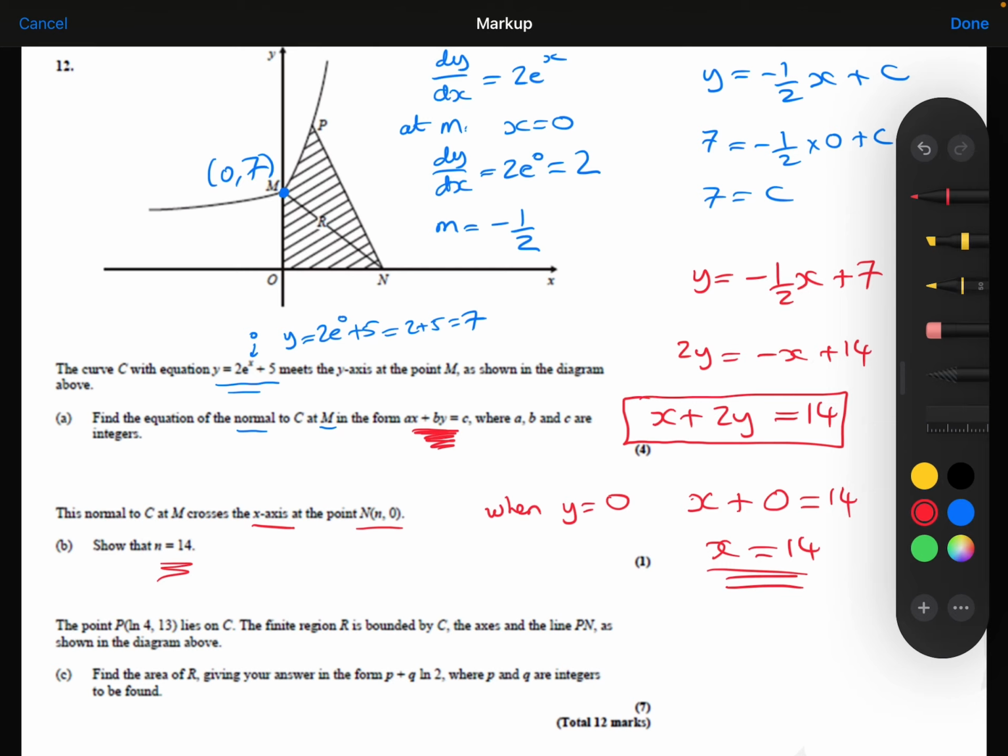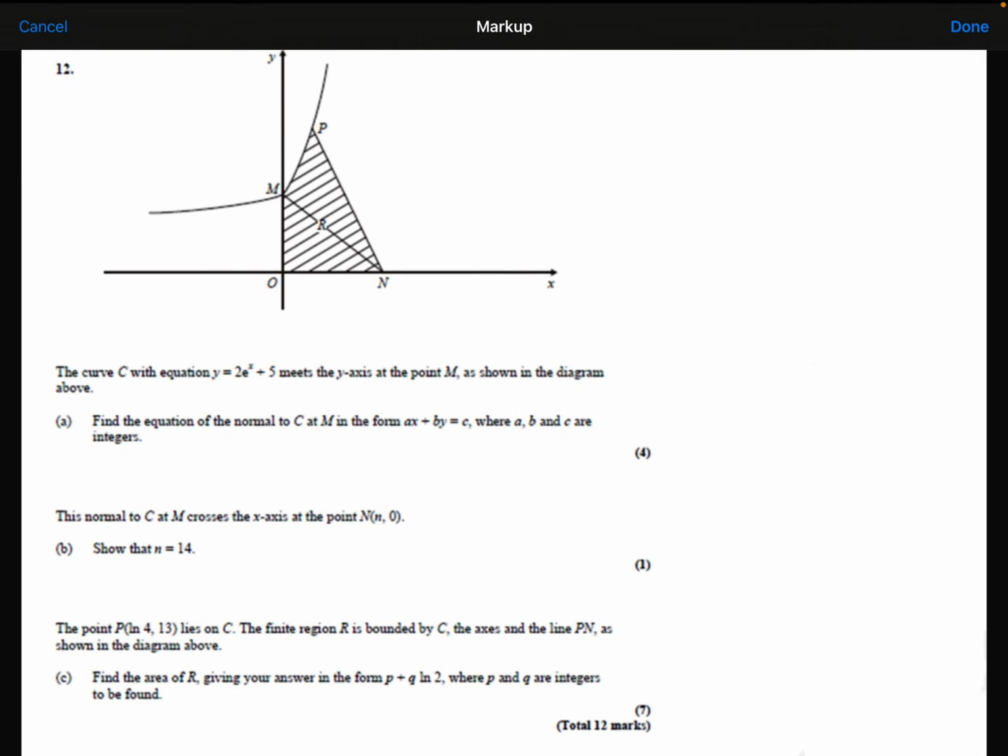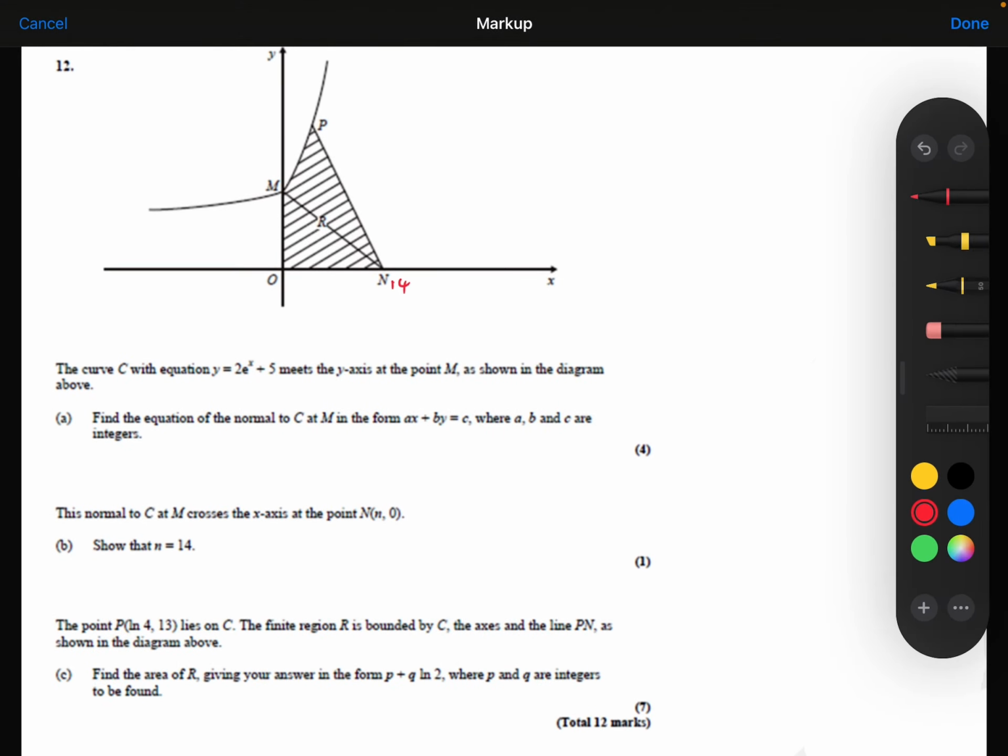Right, moving on to part C now. I'm going to just clear my screen and put the key information on. So this was 14. We worked out that the equation was x plus 2y equals 14. We are then told that the point P, which is the coordinate ln 4, 13, lies on the curve. The finite region R is shown here, and that's bounded by the curve, the x-axis and the y-axis, and the line PN.